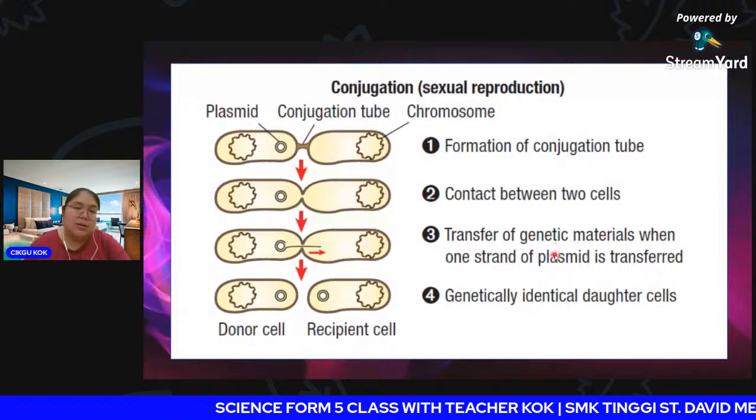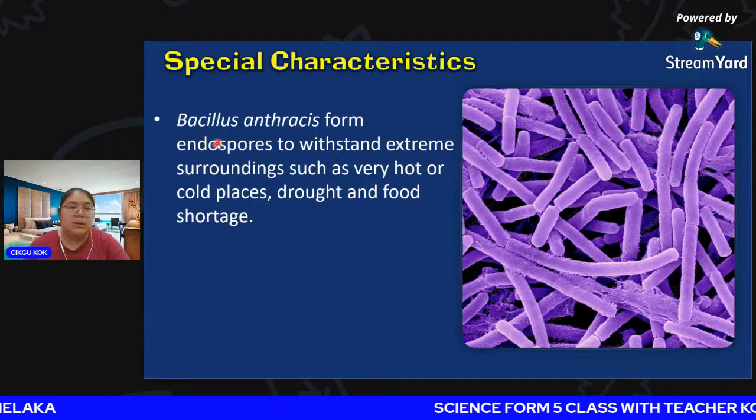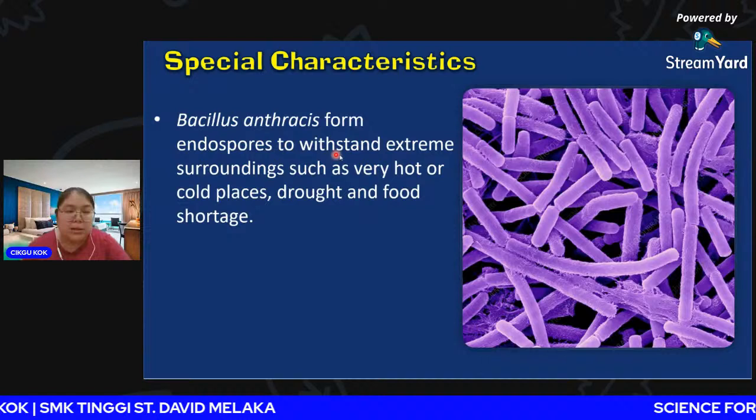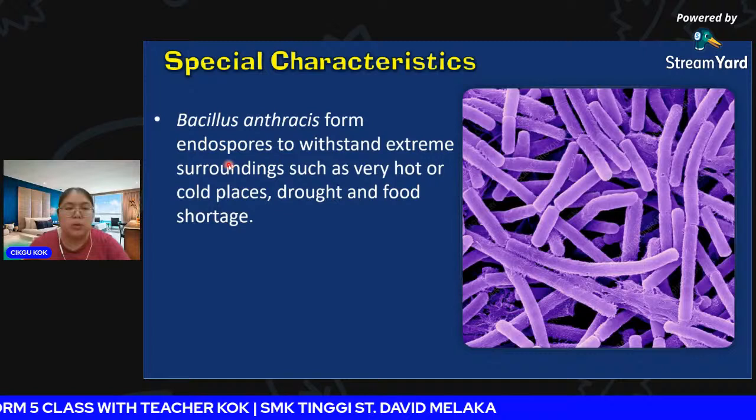Okay, they have a special characteristic for the bacteria. Let's see what's special. Okay, the special one here is Bacillus. They form an endospore. That means they have one part we call the endospore. What's the function of the endospore? They want to withstand extreme surroundings, such as very hot or cold places, drought or food shortage. So this endospore wants to cover the bacteria.